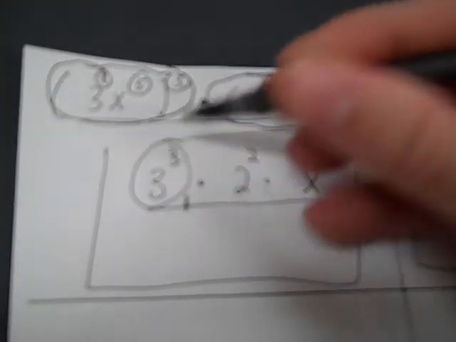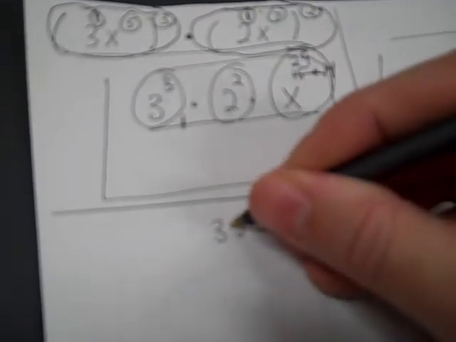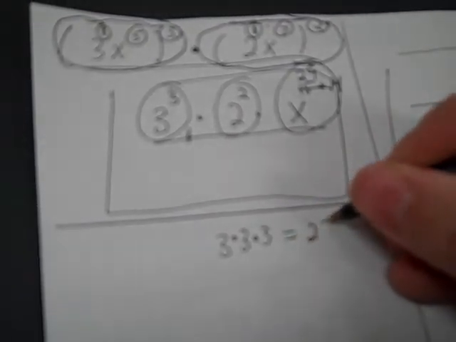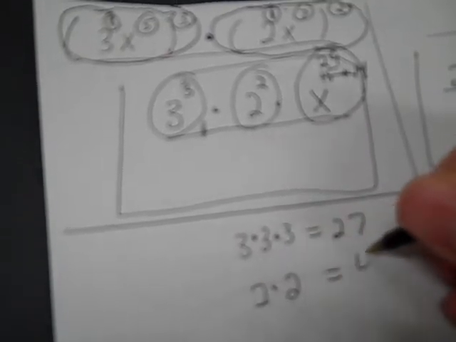Okay, so 3 to the 3rd, 2 to the 2nd, and x to the 29th. Those are my 3 factors. So this I can figure out. That would be 3 3's cloned. And that would equal a product of 27. So I replace 3 to the 3rd with its equal of 27. Okay, now 2 to the 2nd would be 2 2's cloned, and that gives me a product of 4. So 2 to the 2nd is replaced with 4. Okay, and then I'm not going to clone x 29 times. I don't even know what x is. So again, I keep it as x to the power of 29.